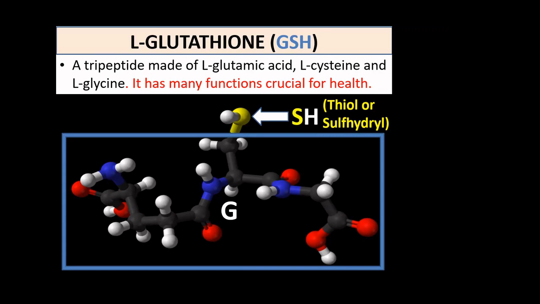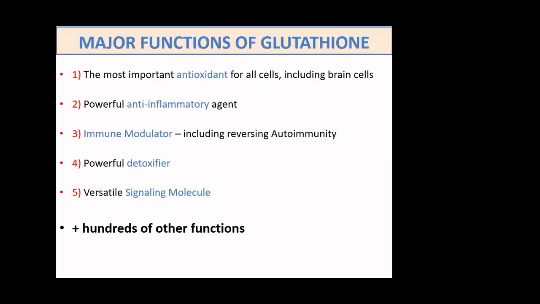And this component, in fact, is part of cysteine, which is why cysteine is also a fragile amino acid. Okay. So these are the major functions of glutathione. The most important antioxidant for all cells, including the brain cells, and a very powerful anti-inflammatory agent. It is an immune modulator, and not just an immune booster. It modulates, meaning if the immune system is underperforming, then it will boost it up. But if it's already overactive, it will calm it down, right?